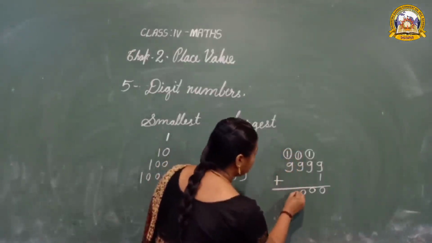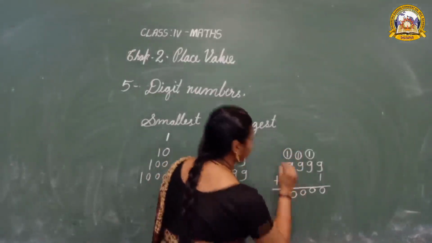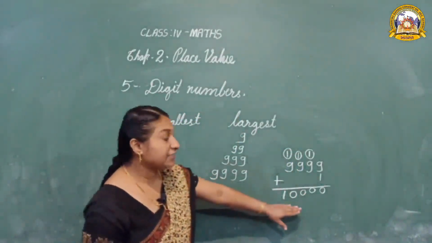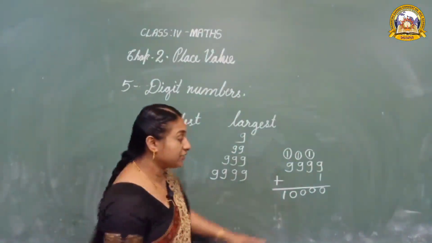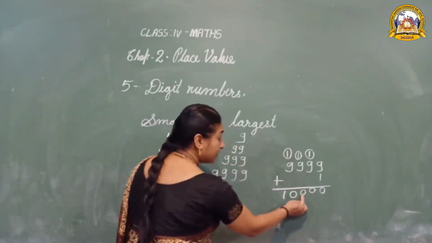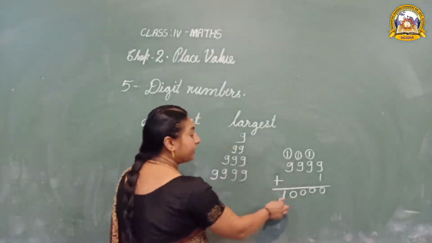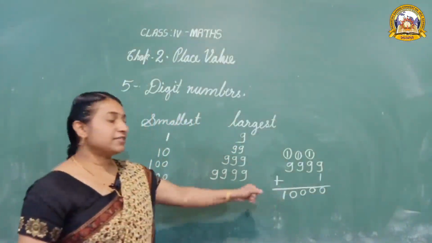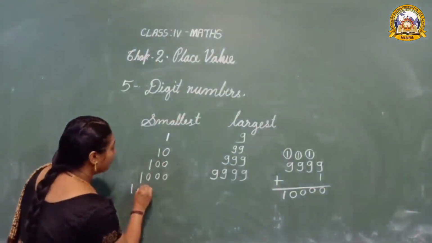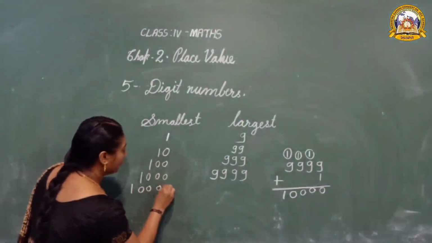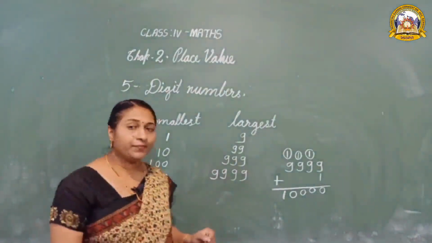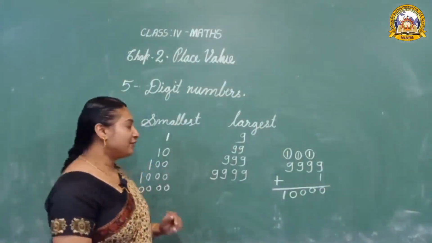9 plus 1, 10. Okay. Which is the number? It is 10,000. Look here. Ones, tens, hundreds, thousand, 10,000. So it is the smallest 5-digit number. Okay. Then now can you say the largest 5-digit number?